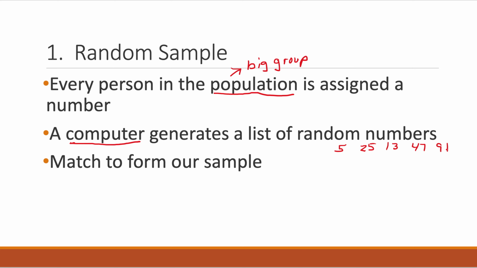So the key with a random sample is that the computer does the selection. Again, it can be a calculator, or it could be a box with some pieces of paper with different numbers in it, but not you. You are not the one making the selection as to who is going to be in the sample.